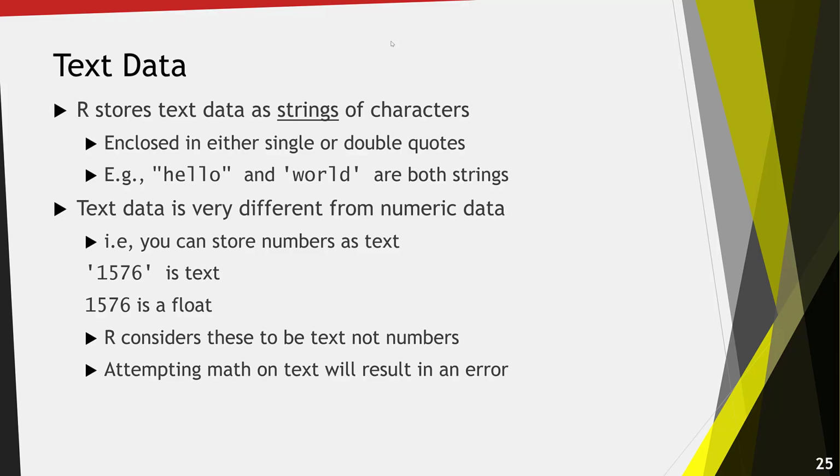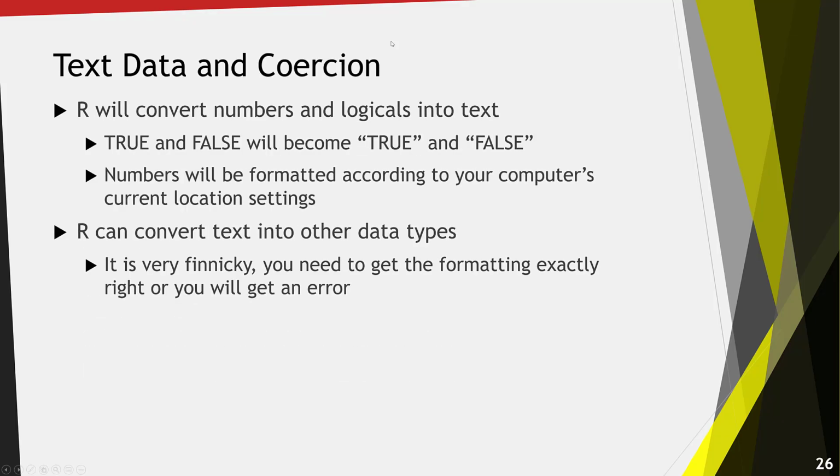Text data is very different from numeric data. So putting 1576 in quotation marks has R treat it as text. Not putting it in quotation marks has it treated as a float. R considers text to be not numbers. So trying to do math on text is going to result in an error, even if the text is exclusively numbers. When you're thinking about converting data to text, R will always convert numbers and logicals into text.